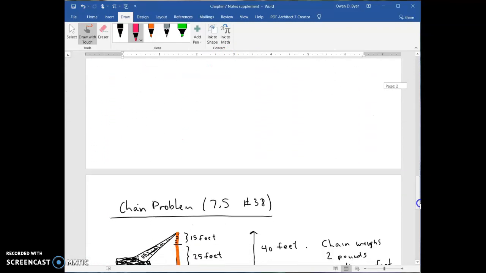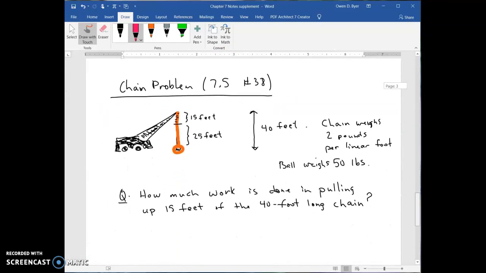Okay, so now we go to the very last problem. This was the chain problem. And we have this crane, so to speak. It's going up and it's got this chain that is 40 feet long. And the question was, how much work is done in pulling up 15 feet of the 40-foot long chain? And when you pull up that 15 feet, of course, the ball comes with it. The chain weighs 2 pounds per linear foot, and the ball weighed 50 pounds.